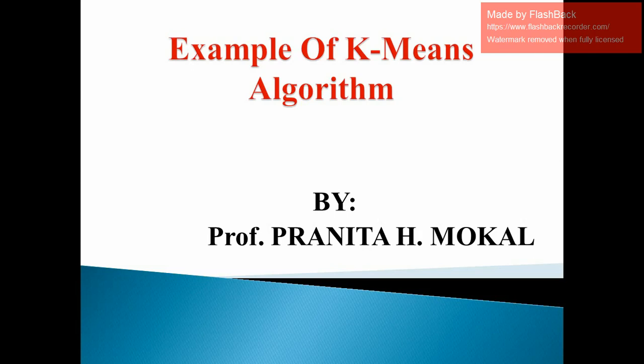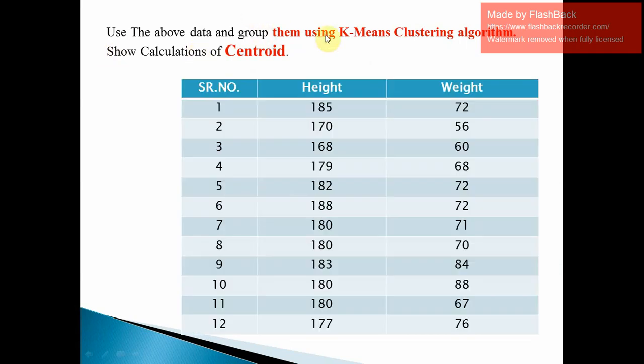In this we are having only two steps or two important phases. First is finding centroid and second is assigning data points to the centroid to form the cluster. These are the two key points of the K-means algorithm. So we will see the example directly. Example is use the above data and group them using K-means clustering algorithm and also show the calculations of centroid. These are the data set given in the problem.